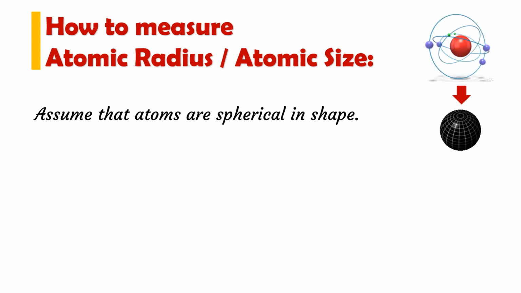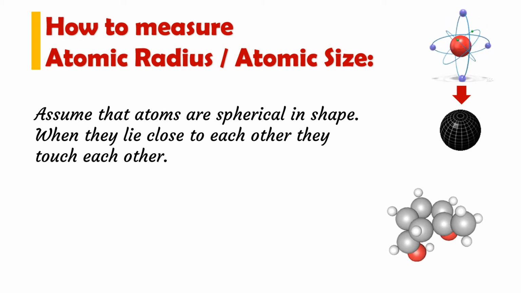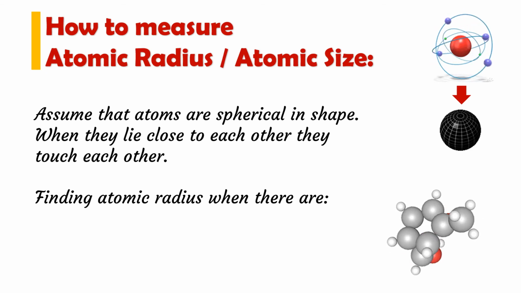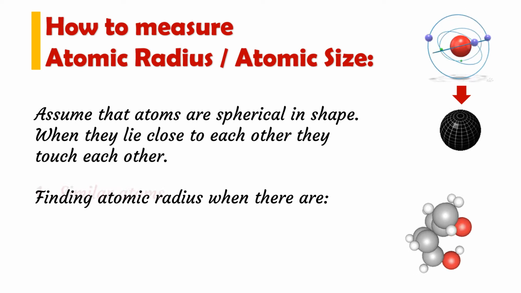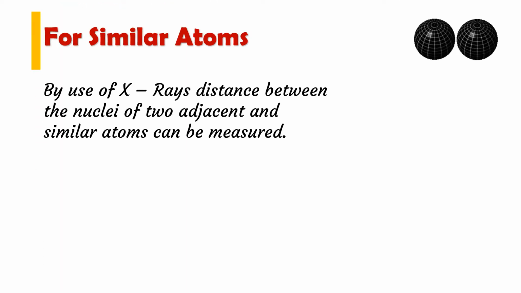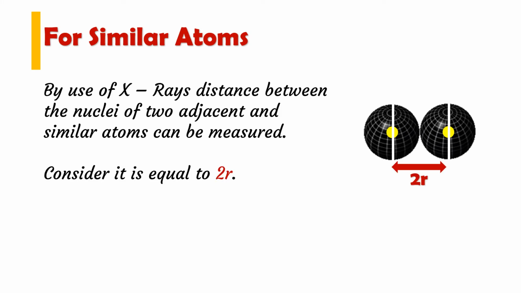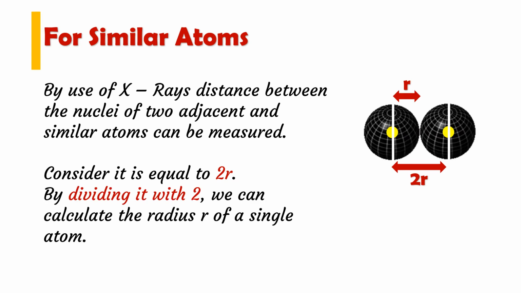Assume that atoms are spherical in shape. When they lie close to each other, they touch each other. There are two ways of finding atomic radius: when there are similar atoms and non-similar atoms. For similar atoms, what do we have to do? By using X-ray, the distance between the nuclei of two adjacent and similar atoms can be measured. Consider it is equal to 2R. By dividing it by 2, we can calculate the radius of a single atom.